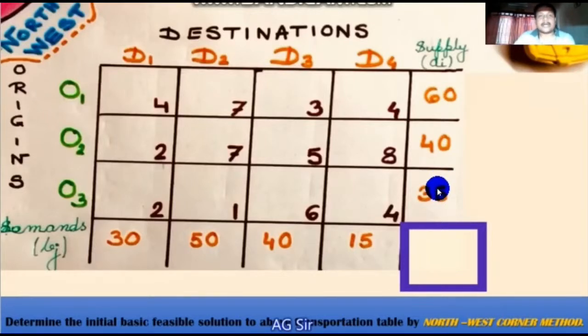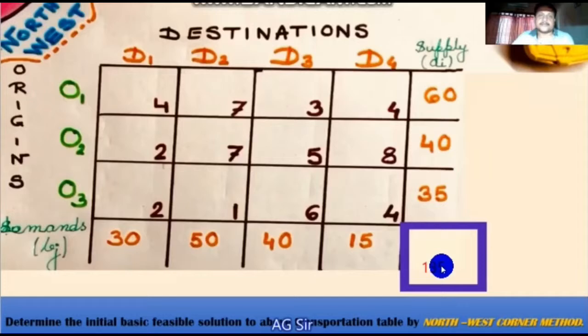So what is the total supply in this transportation table? Here we have three origins O1, O2 and O3 with supplies 60, 40 and 35. Therefore, sum of these supplies is equal to 135. Next, we also observe that there are four destinations with demands 30, 50, 40 and 15 respectively. The sum of them, that is the total demand, is also 135. Therefore, the total supply is equal to the total demand. That means the rim requirement is met.